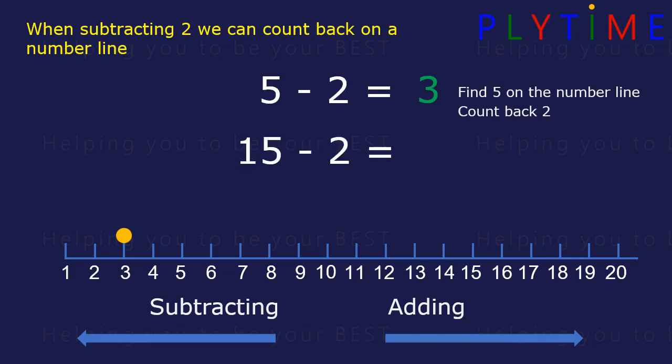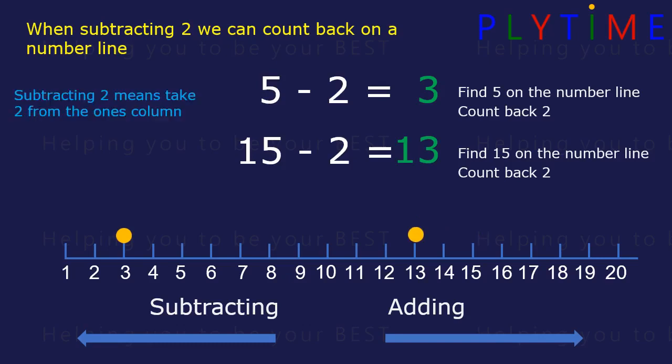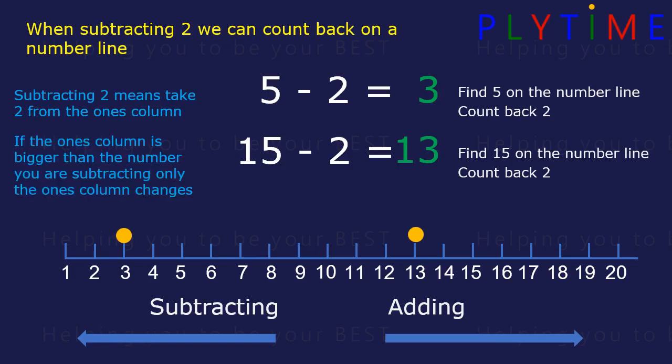What about 15 minus 2? Find 15 on the number line, it's here, and count back 2. 1, 2. We land on 13. 15 minus 2 is 13. Subtracting 2 means we take 2 from the ones column. If the ones is bigger than the number we're subtracting, only the ones column changes. So 5 minus 2, they're the units, equals 3.